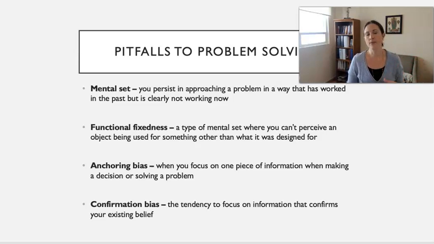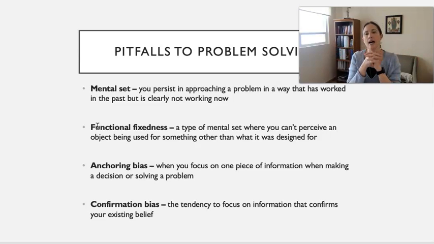Anchoring bias is when you focus on one piece of information when making a decision or solving a problem, and you ignore everything else. For example, if you're deciding when you need to go to BWI and you think, it's a Sunday, I don't have to worry about traffic because there's never traffic on Sundays. But you don't think about the fact that it's Easter Sunday. And yeah, there's going to be traffic on an Easter Sunday. You're only focusing on this one thing.